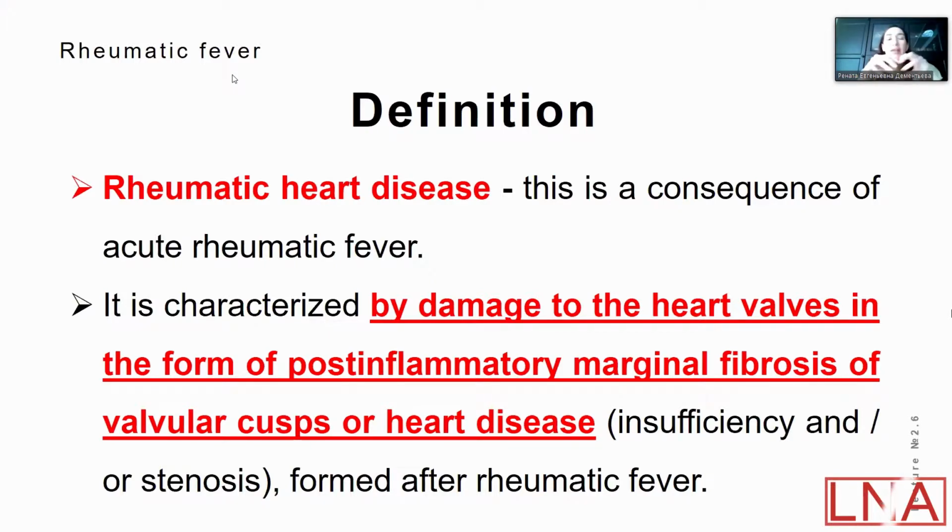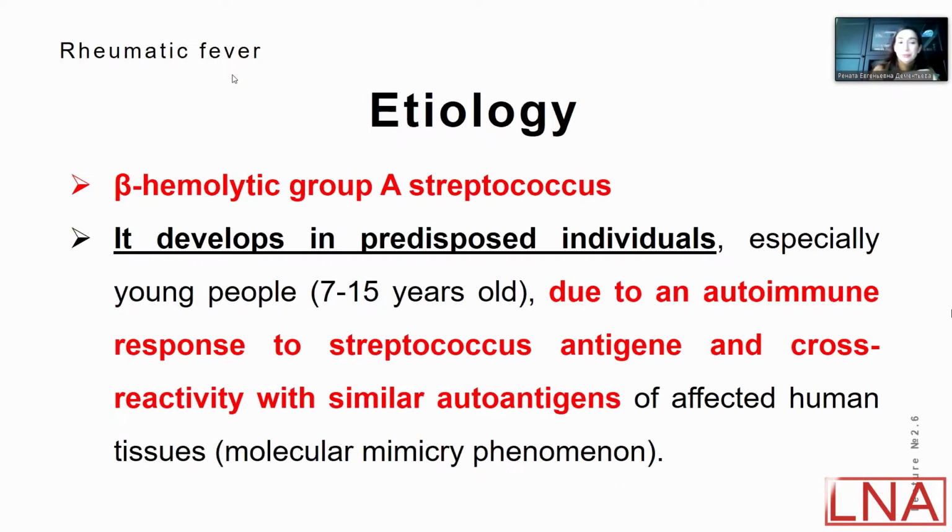So a valve defect associated with acute rheumatic fever is a consequence of acute rheumatic fever, and it's damage of the cusps, which leads to chronic heart failure. First of all valve defects, after that chronic heart failure.